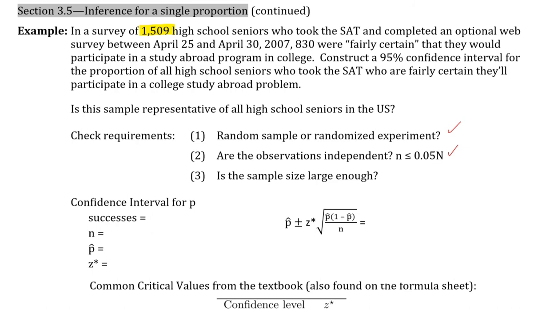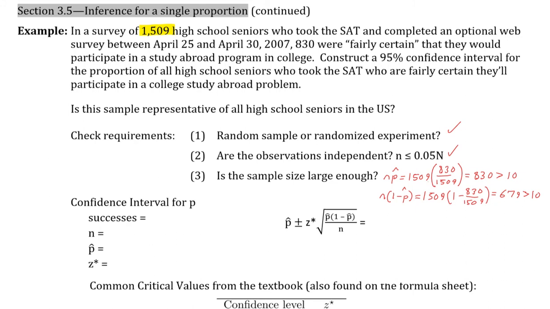And lastly, is the sample size large enough? This is where we check n times p and also n times 1 minus p and ensure that both of those are greater than 10. If we do so using the sample size of 1,509 and p hat, which is 830 out of 1,509, we find that both n times p and n times 1 minus p, or technically p hat in both instances, are both greater than 10. With those conditions out of the way, we can now calculate our confidence interval for the proportion p.